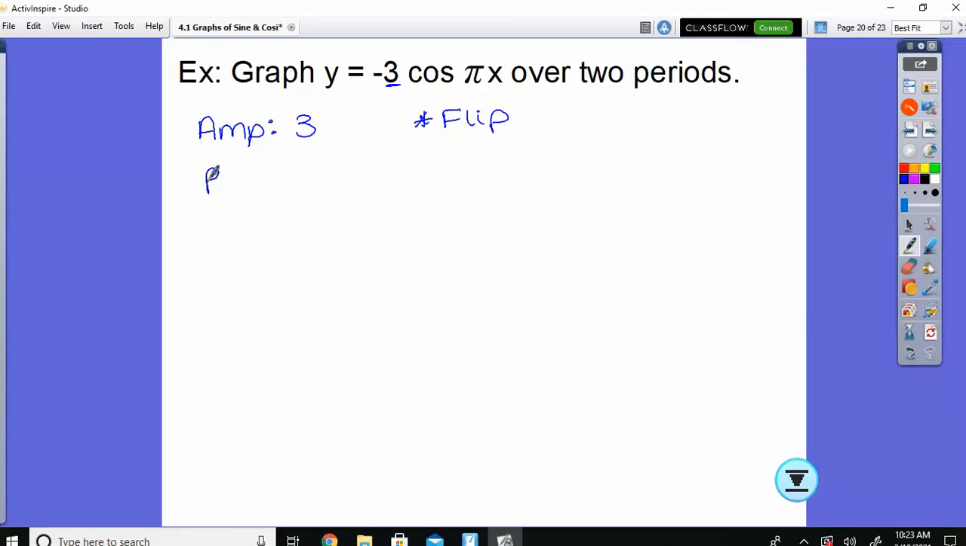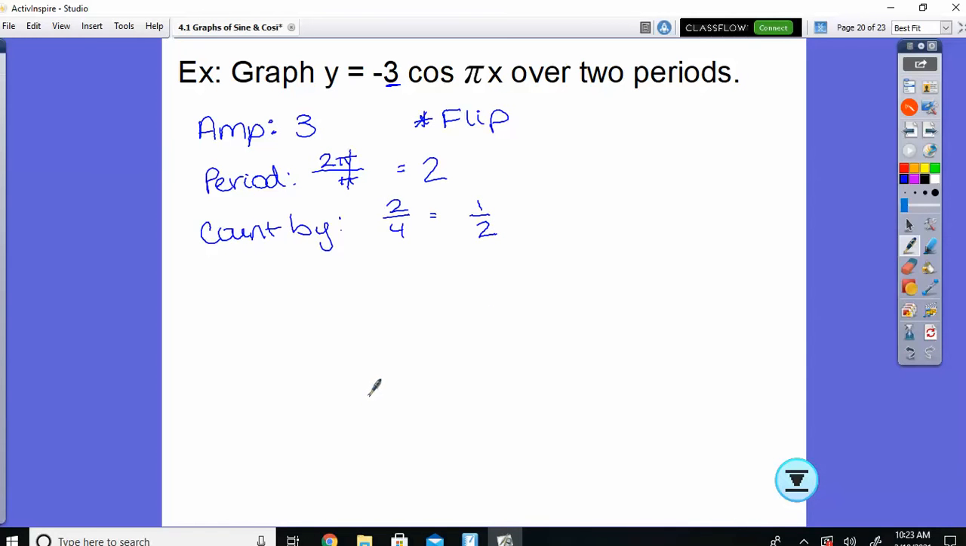Okay, our period is how long it takes to repeat. To find it, we do 2 pi divided by the number in front of x. So in this case, it'll be 2 pi over pi. So those pi's cancel and we just get a period of 2. So count by is always the period divided by 4. So 2 over 4 is 1/2.